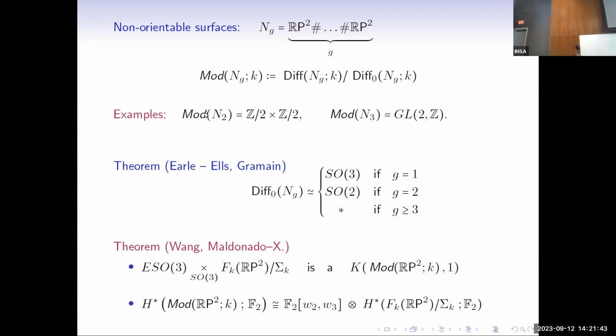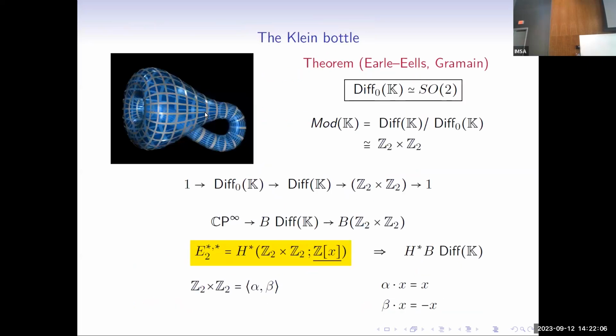In the case of F2 coefficients, if you're working with an even dimensional compact manifold, then one can get, at least additively, the cohomology of the configuration space from the Betti numbers of the manifold. So this gives you a complete answer in this case. So what about the Klein bottle? We know by Earle and Eells that Diff zero in this case is homotopy equivalent to SO2, right? And that the quotient, the mapping class group, is C2 cross C2. So we try to play the same game, right?